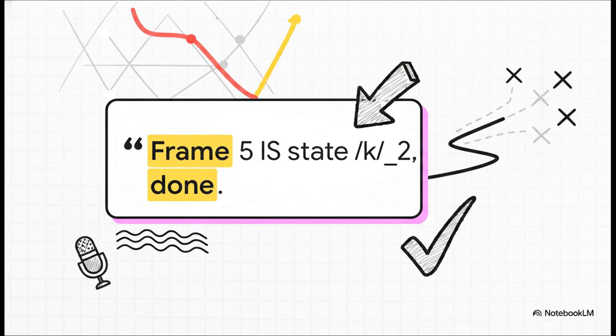Frame 5 is state K2. Done. It doesn't care at all if there were other mathematically possible ways to align that frame. It just picks the winner. And by committing so early and so definitively, it makes the training process incredibly fast and computationally cheap.